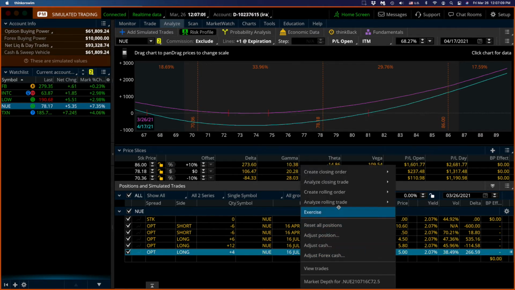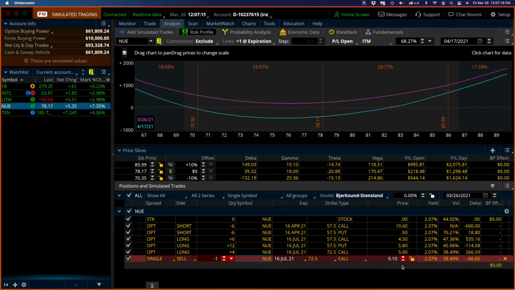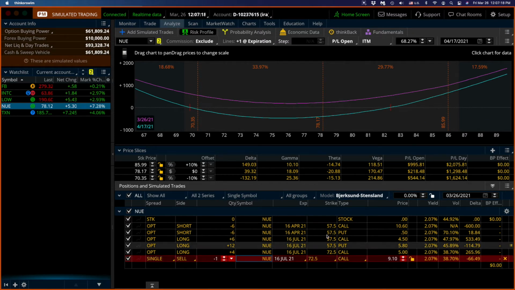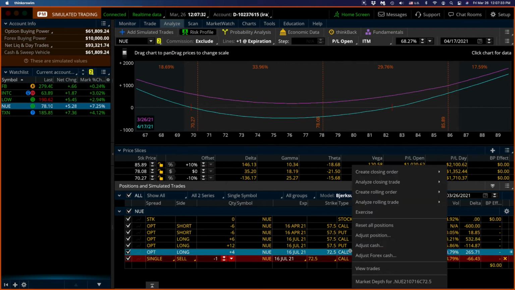Analyze closing. Just sell one. And that gives me $910. And still remain delta positive. You can also roll all those 4 calls to, let's say, $80 a share, which is only $2 away, or 75 or 77.5. I don't know if you can do that.